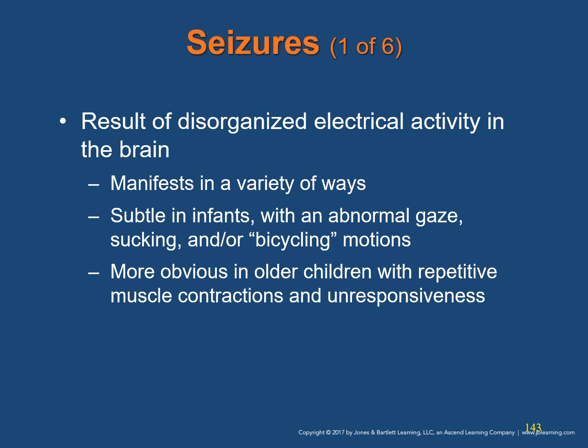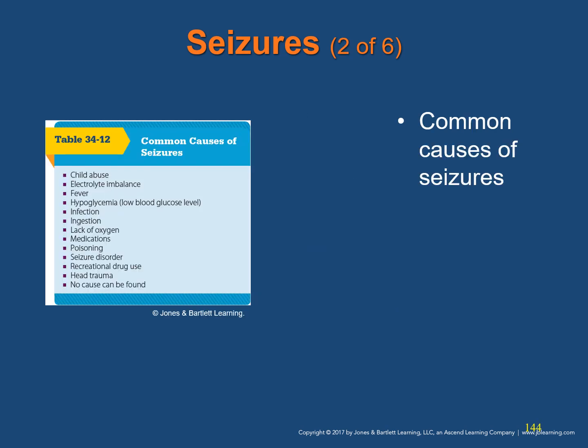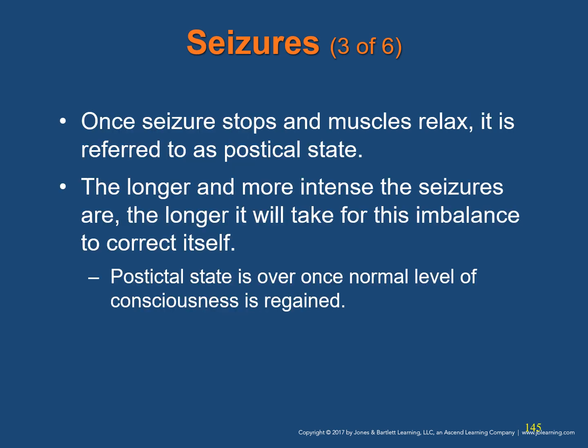Seizures in infants can be very subtle, consisting only of an abnormal gaze, sucking motions, or bicycling motions. In older children, seizures are more obvious and typically consist of repetitive muscle contractions and unresponsiveness. Once a seizure stops, the patient's muscles relax, becoming more flaccid or floppy, and the breathing becomes labored. This is a postictal state. The longer and more intense the seizure is, the longer it will take for this imbalance to correct itself. Once a pediatric patient regains a normal level of consciousness, the postictal state is over.